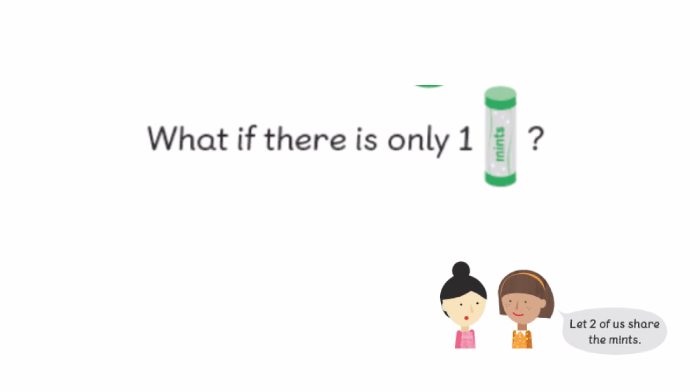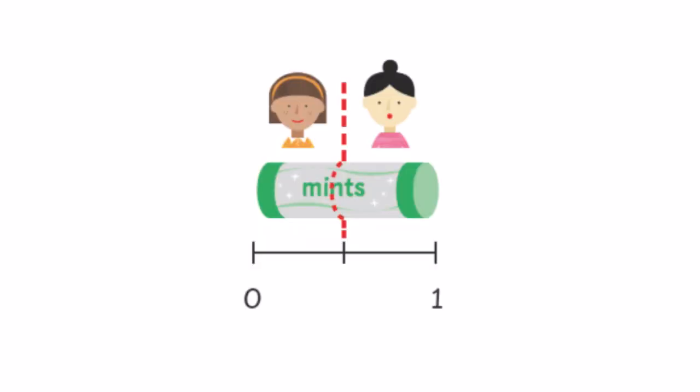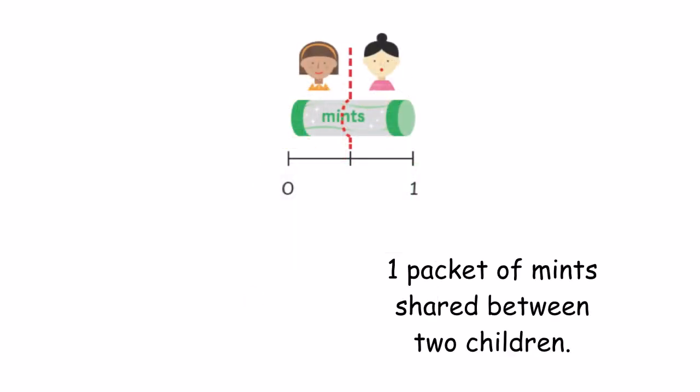How did you get on? Did you manage to solve the problem? Excellent. If we would like to share one packet between two children, we have to divide it into two equal parts. So each child would get one part. We've got one packet of mints and we're sharing it between two children. Do you know what the number sentence for this might look like? Pause the video and have a go at writing it.